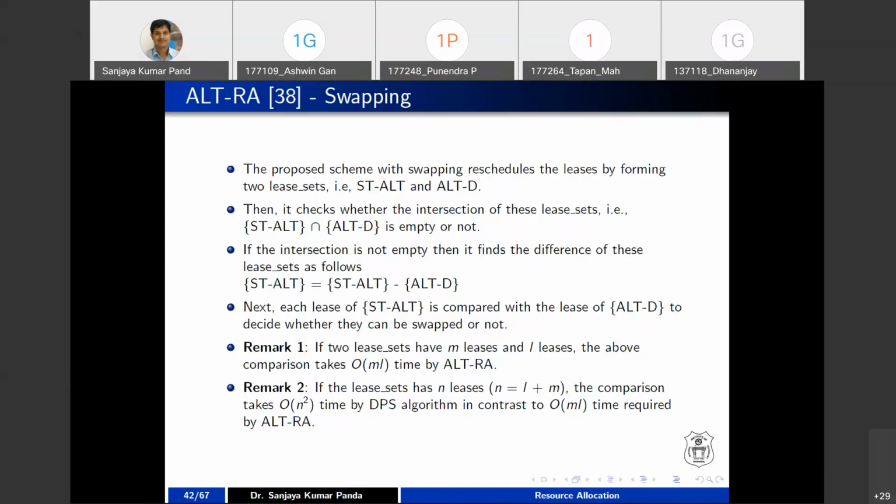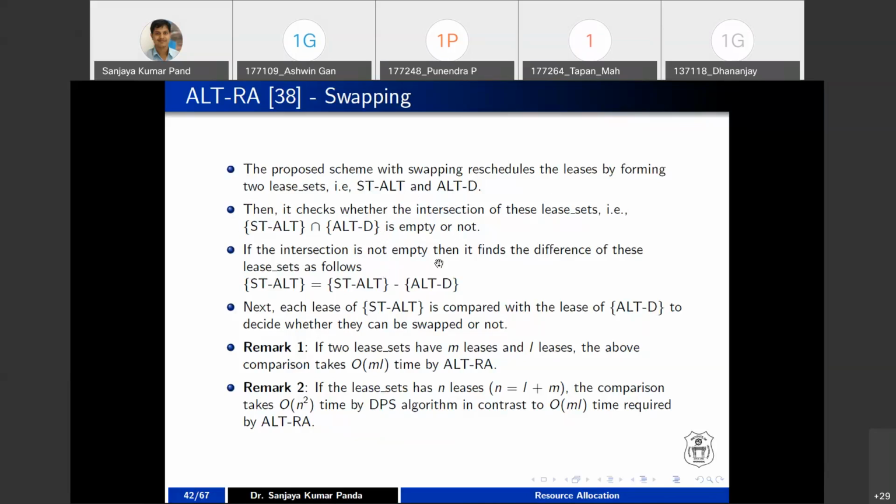For example, last class I told you, suppose STLT has three leases L1, L2, L3. ALTD is also having L1, L2, L3. So what you are doing? You are comparing L1, L2 with L2, L3 with L3. Although you are also comparing L1 with L2 and L1 with L3, there is a repetition. Swap L1 with L1, what is the result? The result is same. If you compare L2 to L2, what is the result? Same. So in order to avoid that, you are finding the intersection of these two created sets.